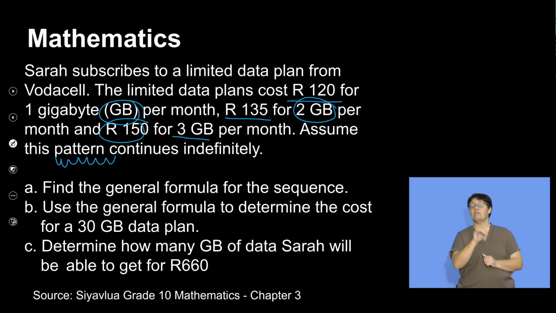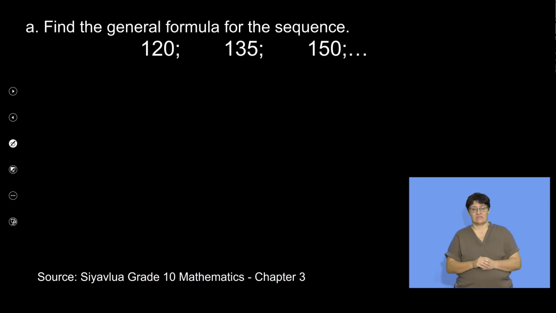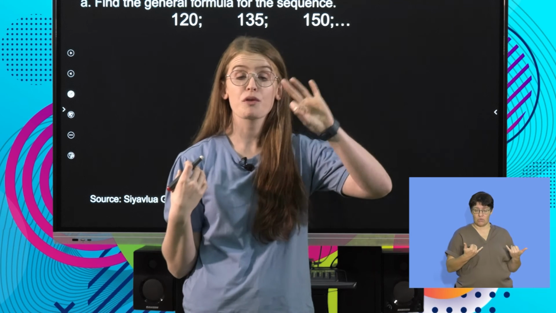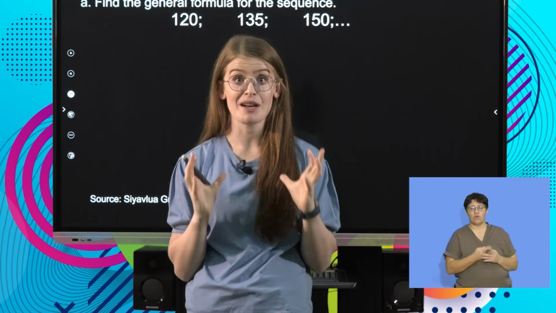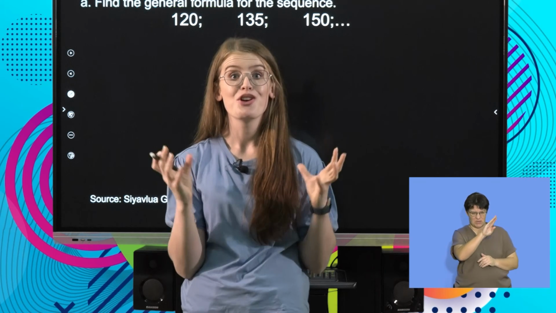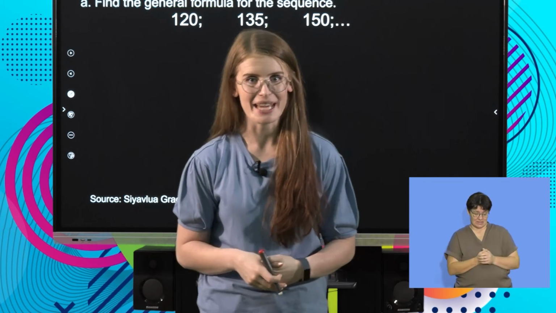A is asking me to find the general formula for the sequence. B is asking me to use the general formula to determine the cost of 30 gigabytes of data. And then we're going to determine how many gigabytes Sarah can buy for 660 Rand. So, all that I've done on the board behind me is written the 3 amounts paid for the 3 different data deals. We are going to see if there's a relationship between each of these numbers so we can actually determine the nth term for the pattern.